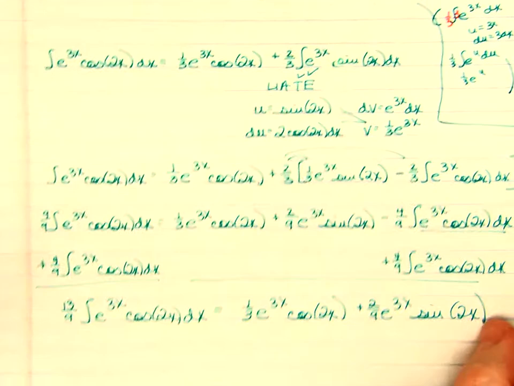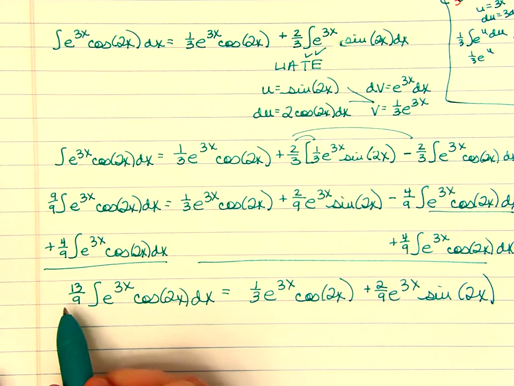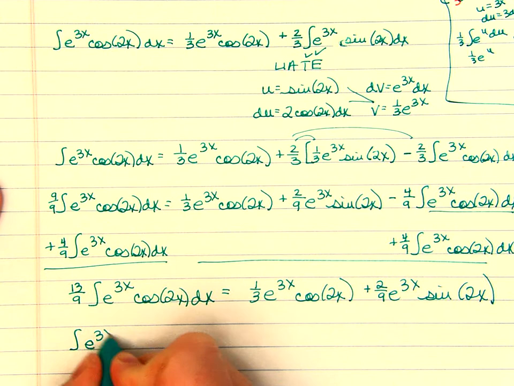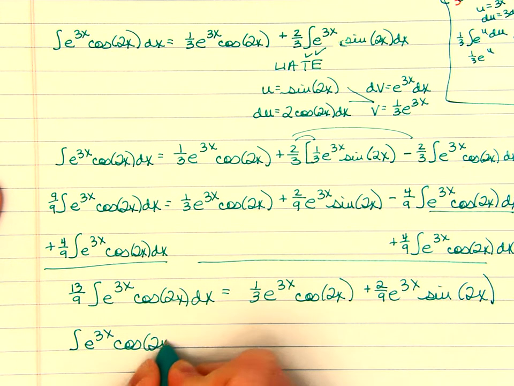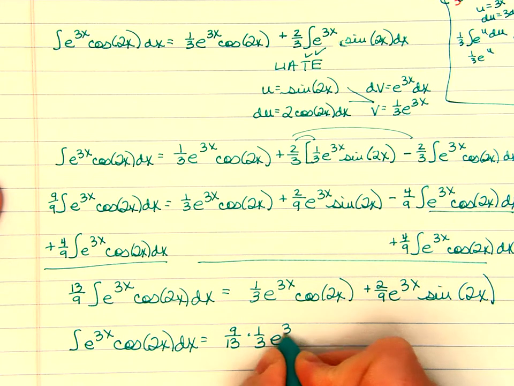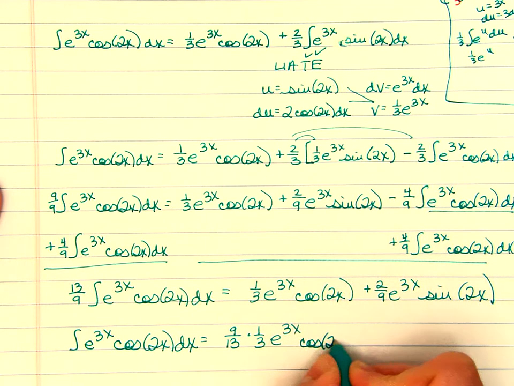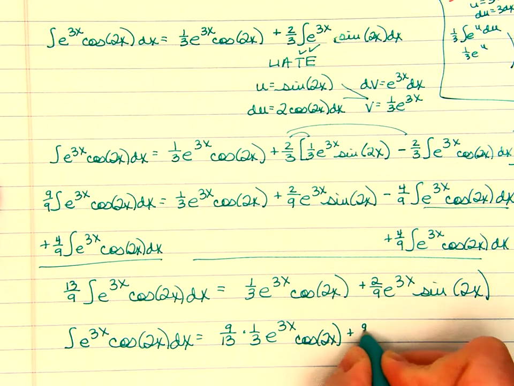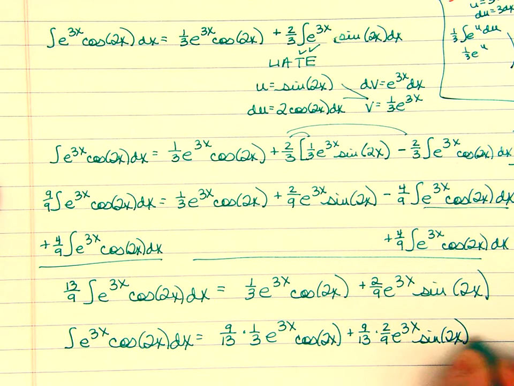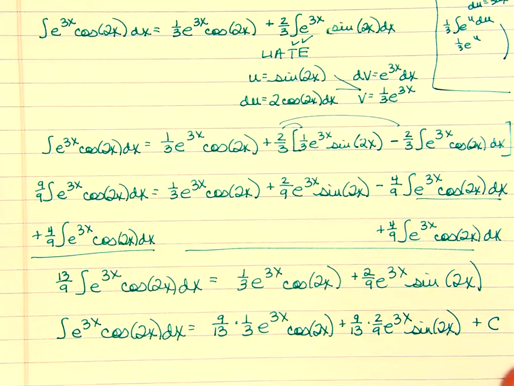Just about there. I am going to get rid of this 13/9 by multiplying both sides by the reciprocal, so by multiplying both sides by 9/13. Integral of e to the 3x cosine 2x dx equals, let's see, 9/13 times 1/3 e to the 3x cosine 2x plus 9/13 times 2/9 e to the 3x sine 2x. And I think at this point I'll start sticking that plus C at the end.